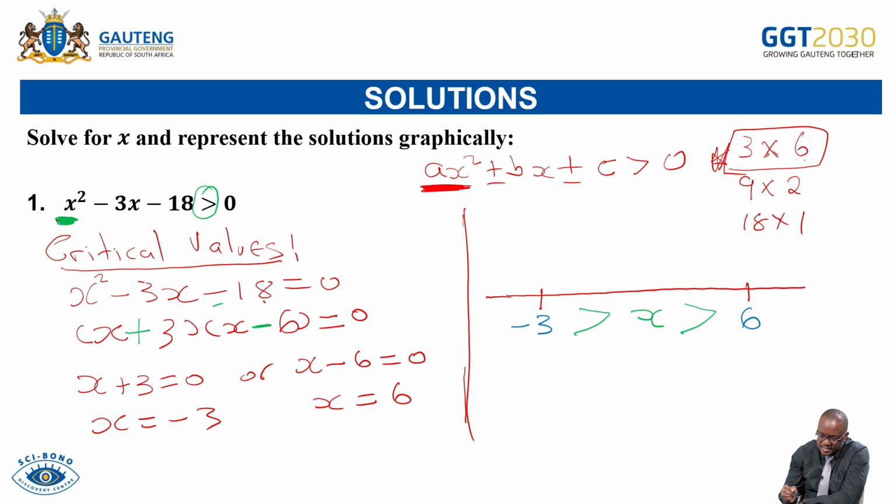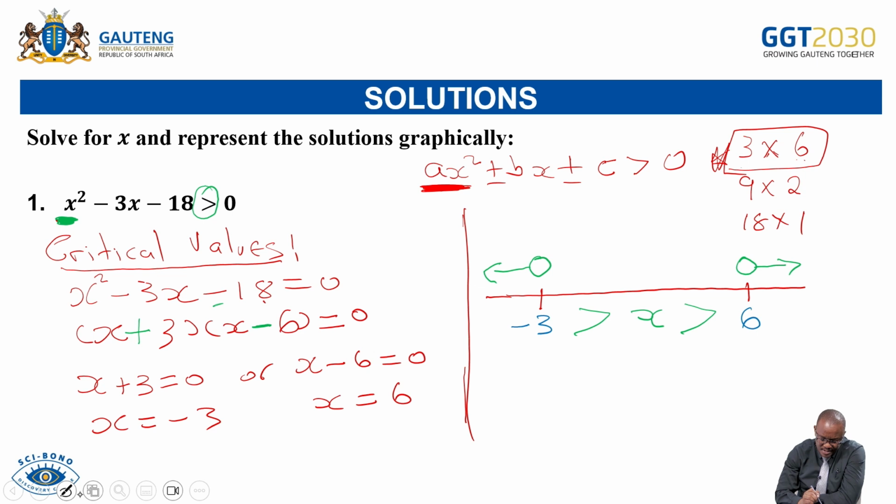So now, it tells us that x is less than 3 and x is greater than 6. So we are going to say x is less than 3 and x is greater than 6. That's how you are going to answer this graphically. That's how you answer and you show it graphically. That's what we are looking for.